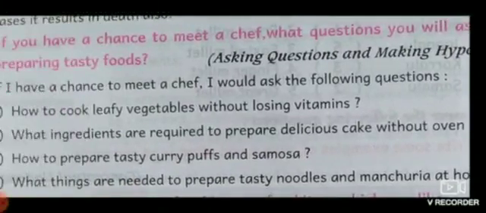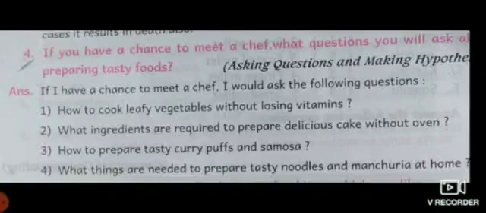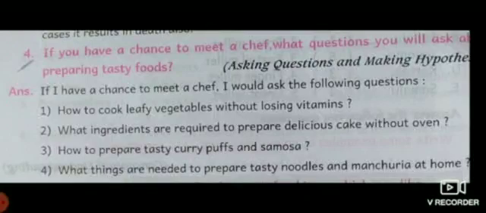Next question you can ask as, how to prepare tasty curry puffs, egg puffs, chicken rolls and samosa, and what things are needed to prepare tasty noodles, tasty pasta and Manchuria at home itself. Like this, you can ask many questions to a chef when you have a chance to meet with a chef. Now let's understand about another question.